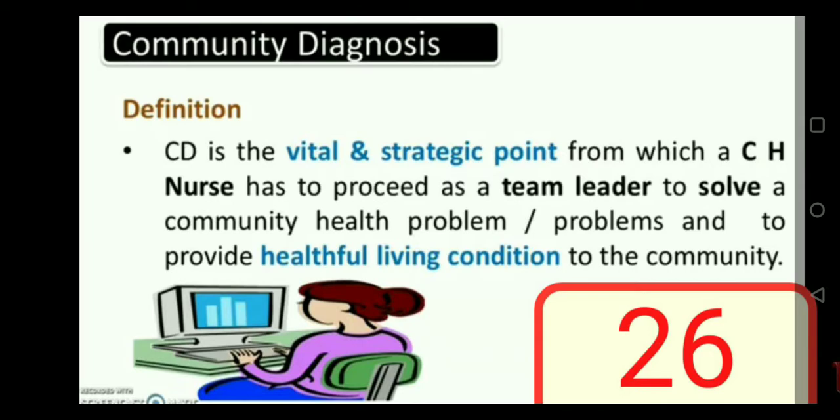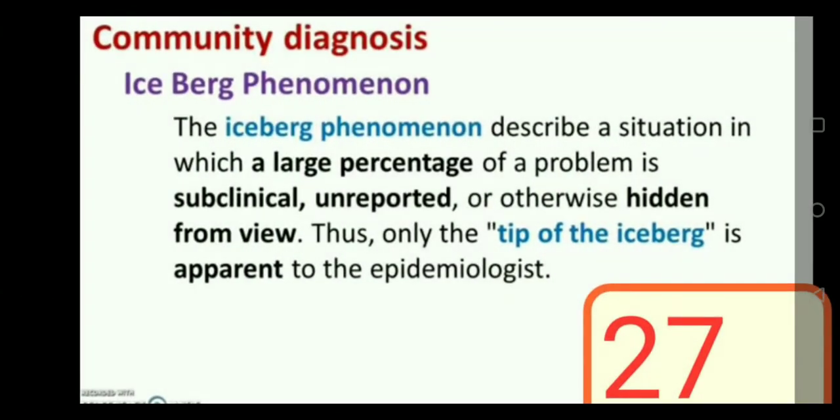So here, diagnosis is about understanding the health status of the people, what the health problem in a community is, and how to solve the problems in a community. So as per the iceberg phenomena, what is community health diagnosis? It is described as a situation in which a large percentage of a problem is subclinical, unreported and otherwise hidden from view.